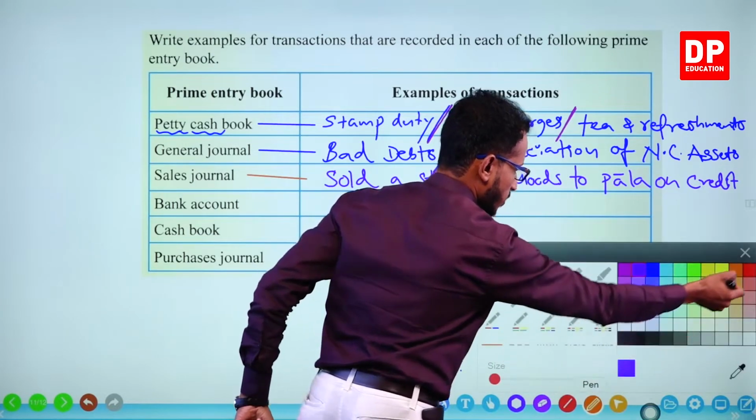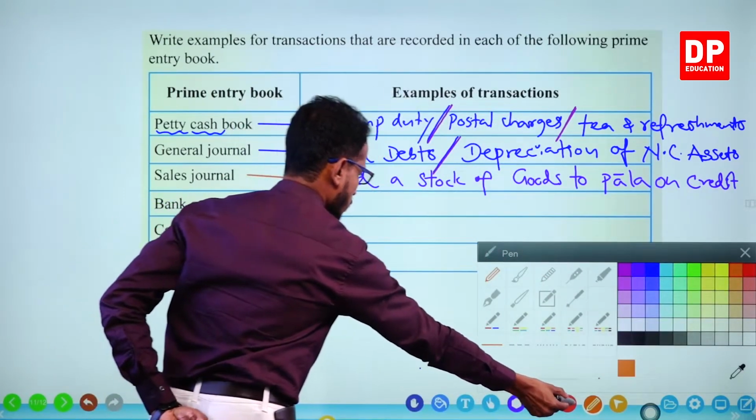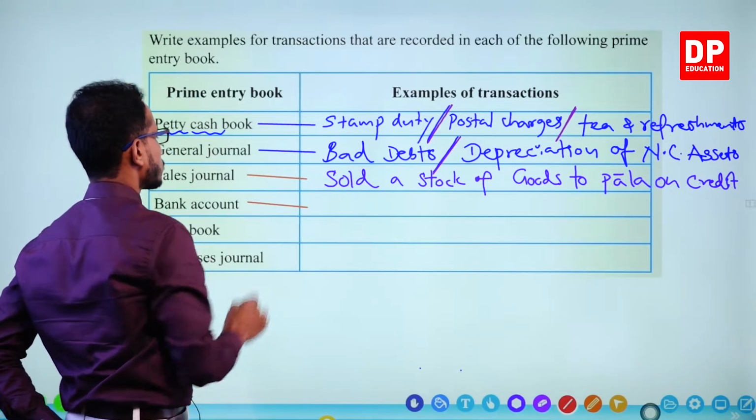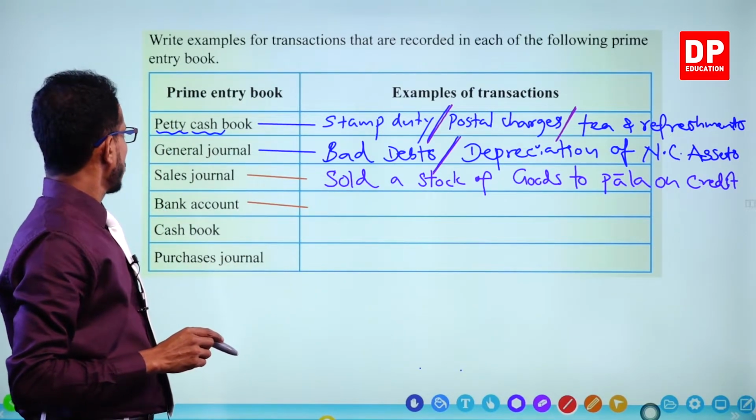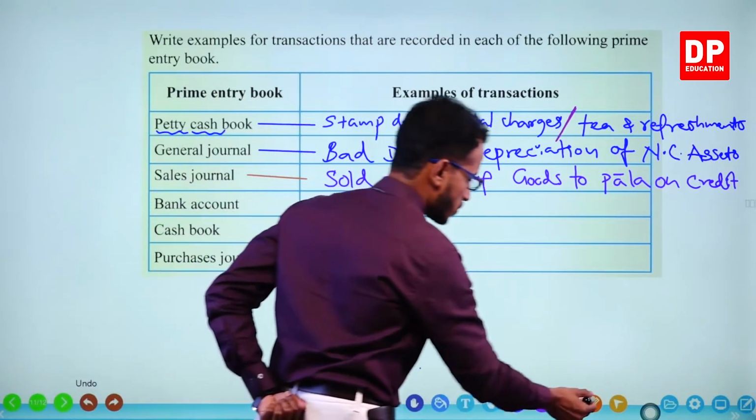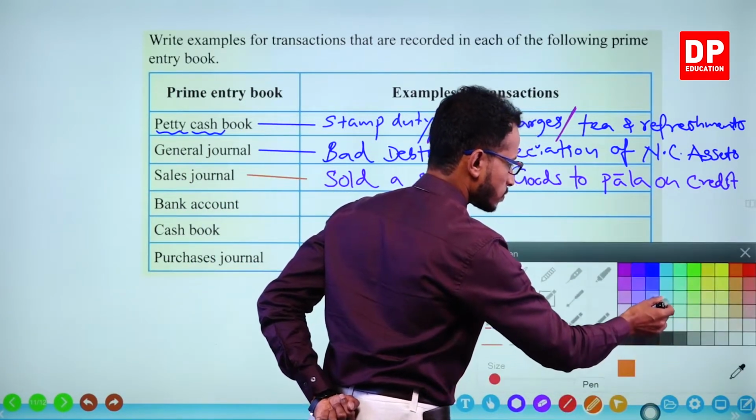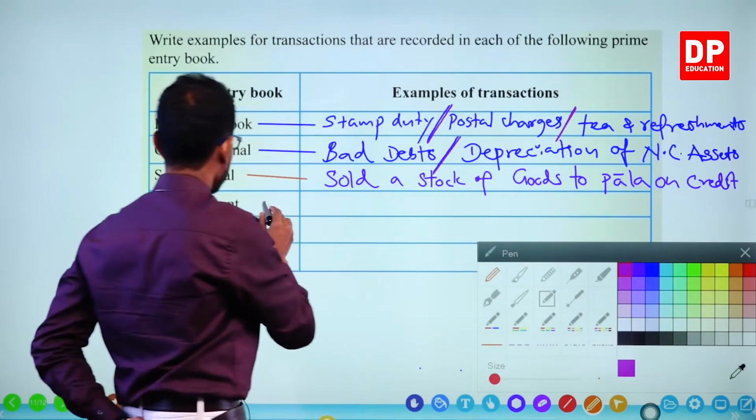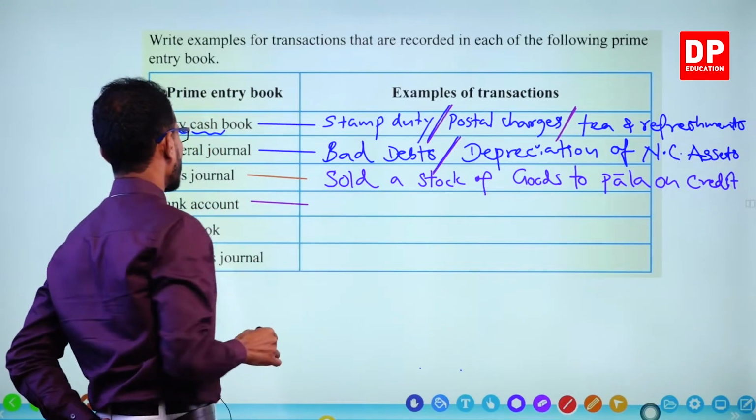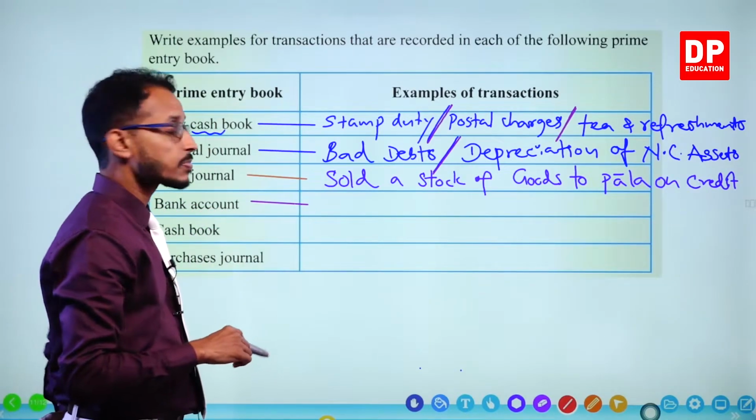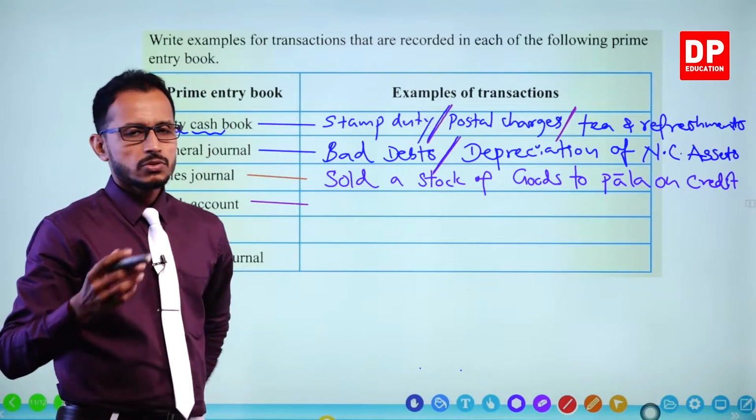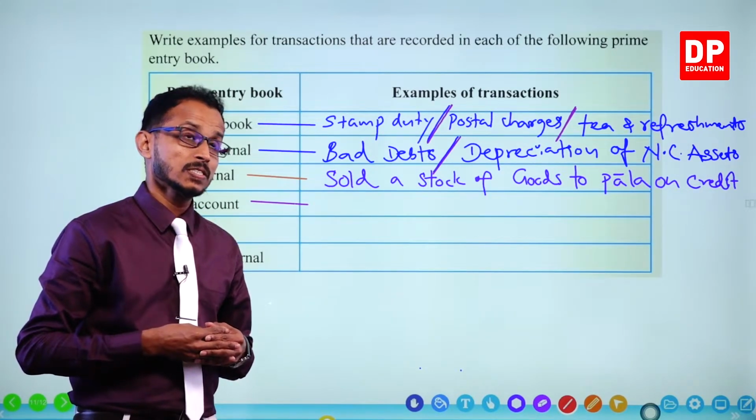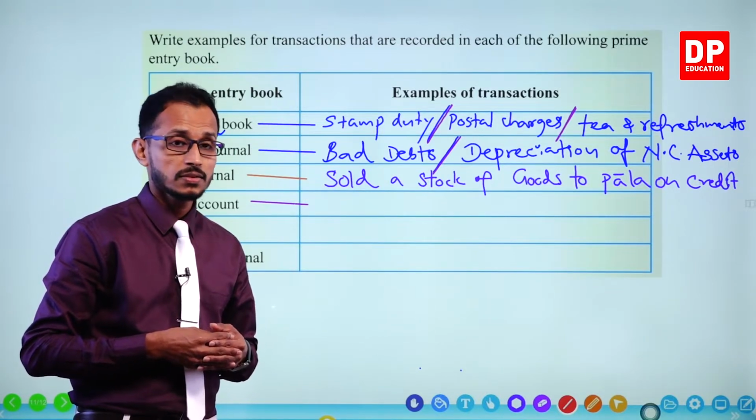Here we go. The next journal is the purchases journal. Oh no, it's the bank book or bank account. We'll use a different color, shall we? Okay. Bank account. We know that bank account is used to record what?